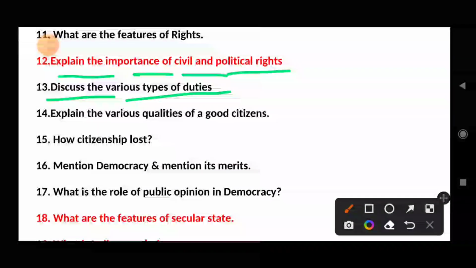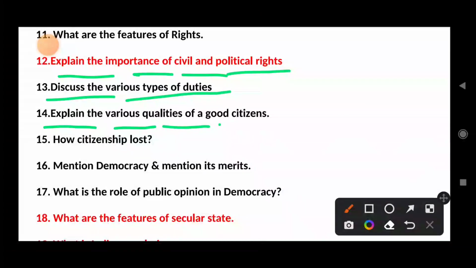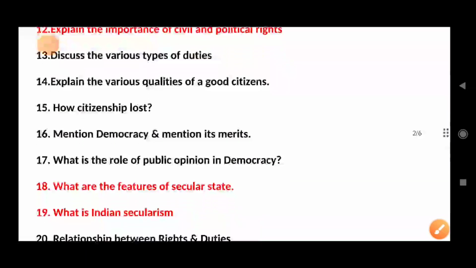Discuss the various types of duties. Okay, explain the various qualities of a good citizen. How is citizenship lost? Define democracy, mention its merits. What is the role of public opinion in democracy? What are the features of secular state?